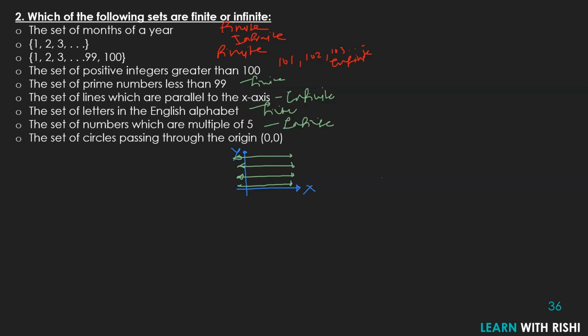Last, set of circles passing through the origin 0, 0. For example, this is our graph, this is our origin. So how many circles can pass through origin? N number of circles can pass through origin, right? So again, the set of circles passing through origin is our infinite set. So I hope you understood how we classified the sets into finite set and infinite set. So let us move to the next question.